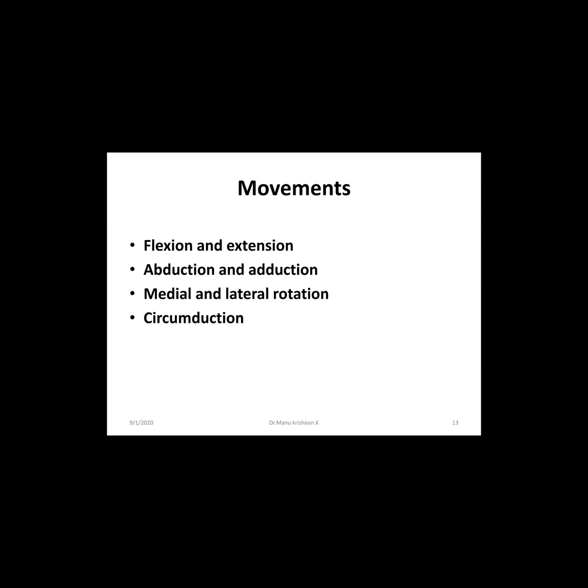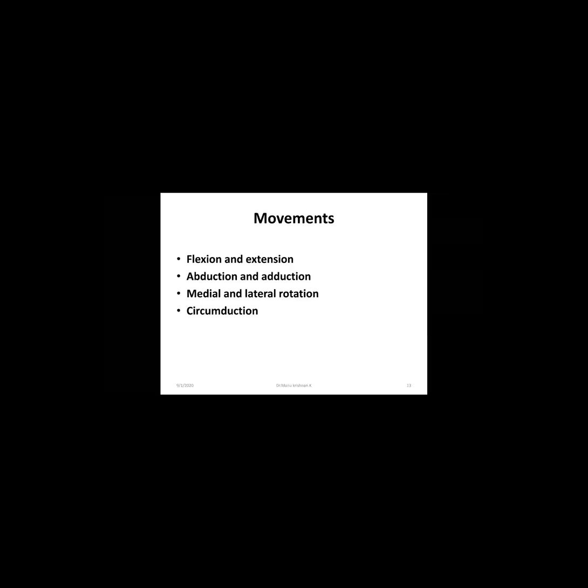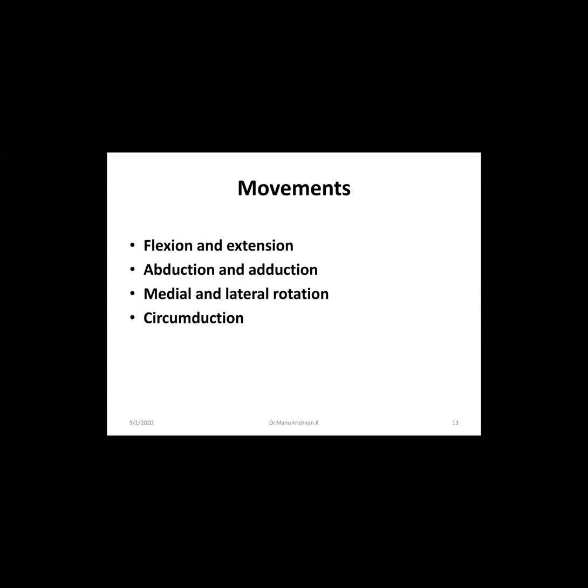So the movements of the shoulder joint include the flexion and extension, then the abduction and adduction, the medial and lateral rotation, and circumduction. So the same thing, I have a diagrammatic representation here. So the flexion of the shoulder joint, if you just draw your arm forward, that is the flexion of the shoulder joint. If you draw it backwards, that is the extension of the shoulder joint.